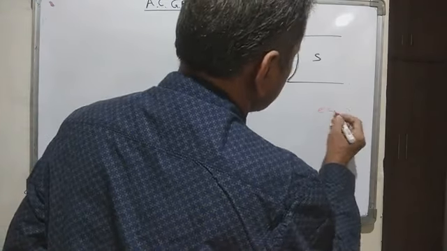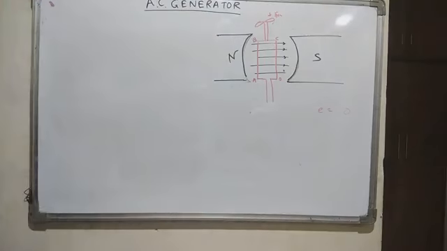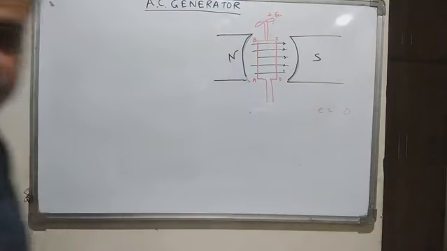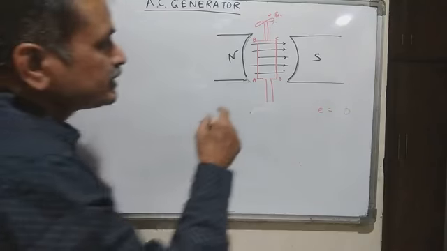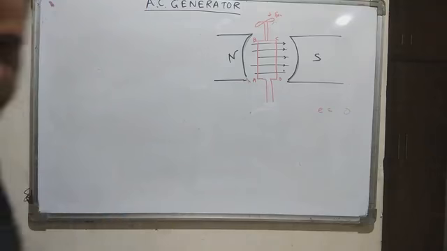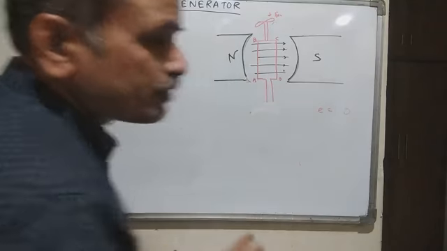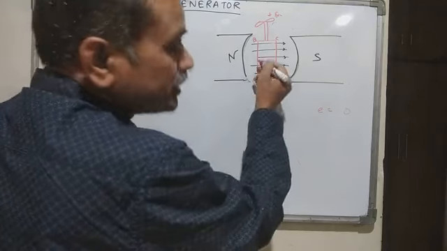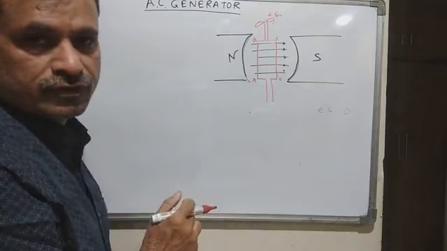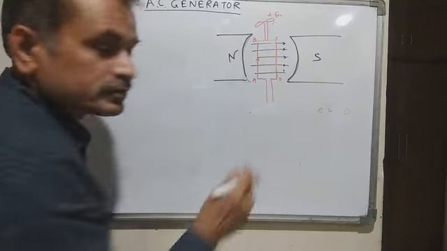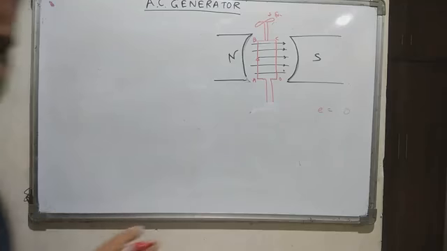So EMF will be equal to what? 0. Now when I rotate this coil, what will happen? When I rotate this coil, you will find that the flux gets involved. Because of that flux, there will be an induced current in this coil. Because of what? Because of the flux.